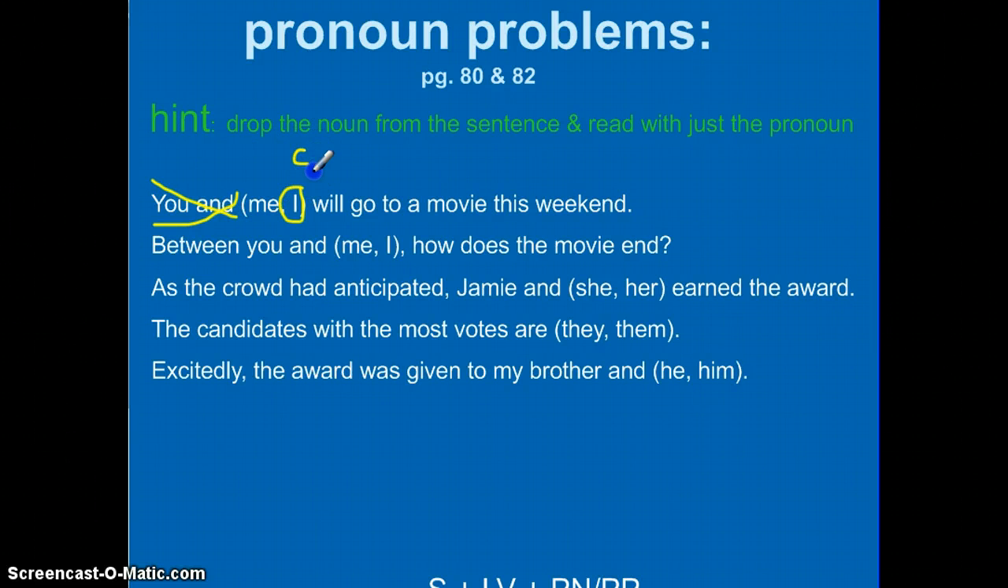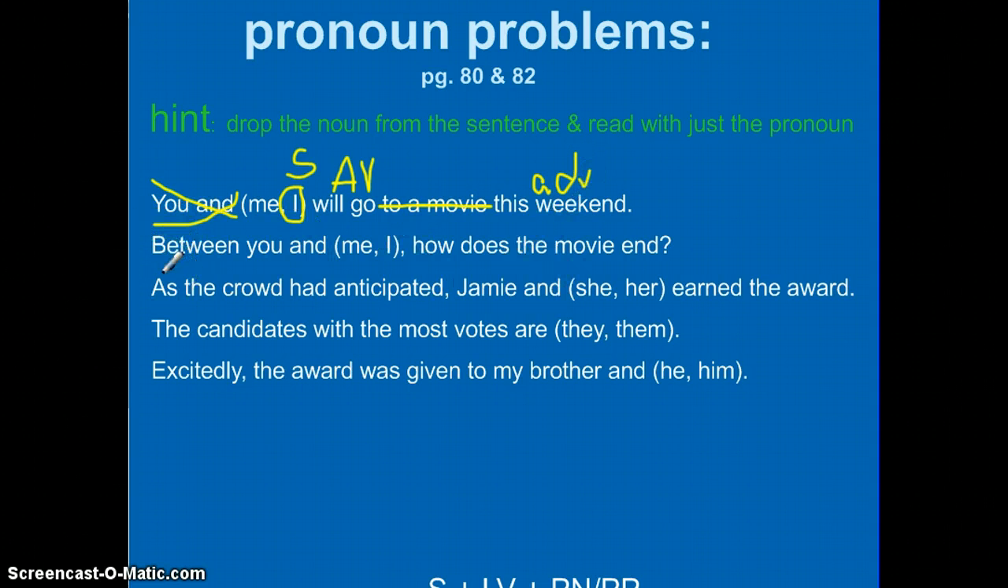And so I can tell that I am the subject, will go is my action verb. And I should have crossed this out before. Okay, will go whom or what? I can't answer that. This weekend answers the question when, so it's actually doing the job of an adverb.